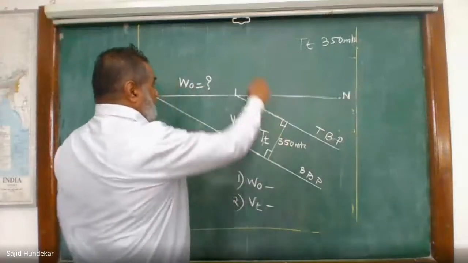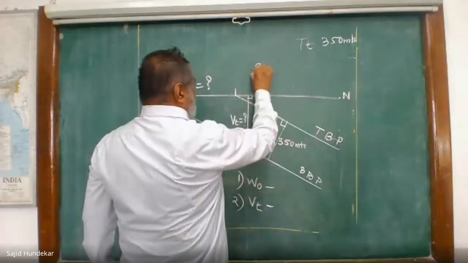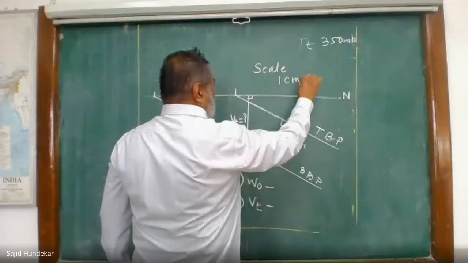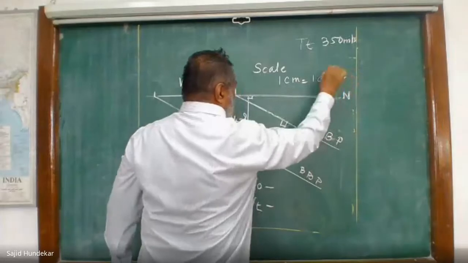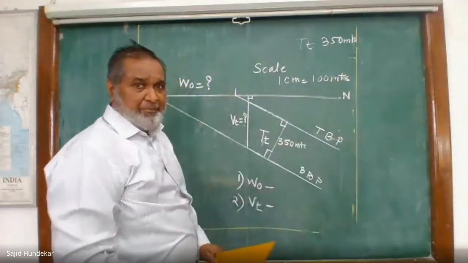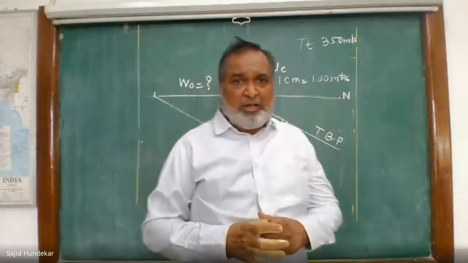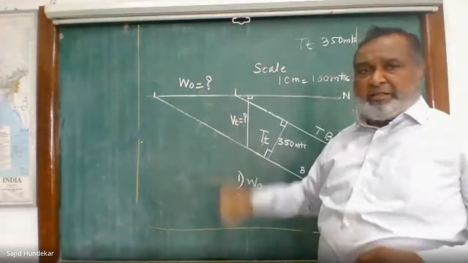And very important, at the top of the problem, without fail, we have to write down the scale. Scale is 1 centimeter equals 100 meters. If you forget to write this scale, your marks will be deducted. You solve it and let me know. I'll give you 5 minutes. Find out the answers: width of outcrop and the vertical thickness.